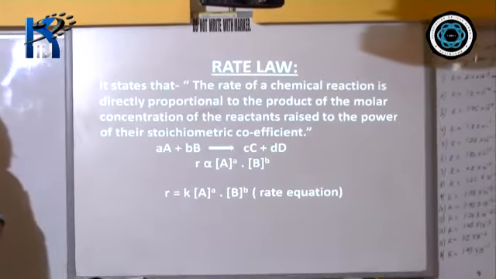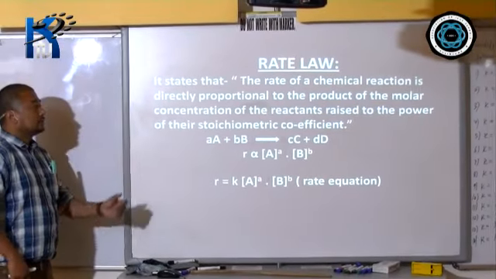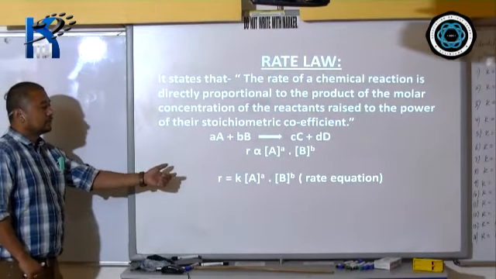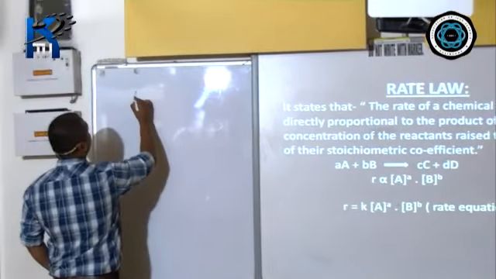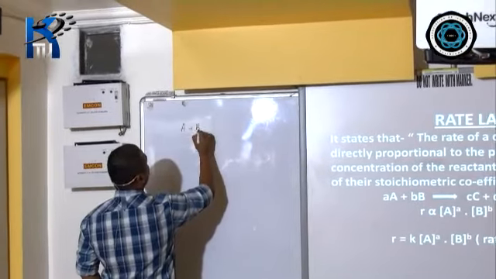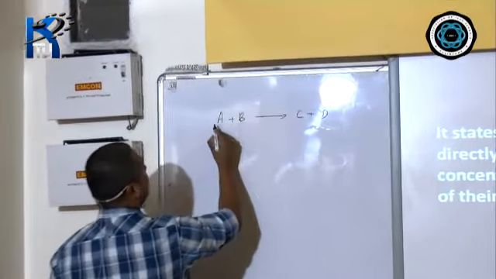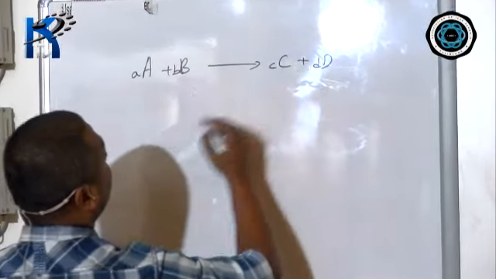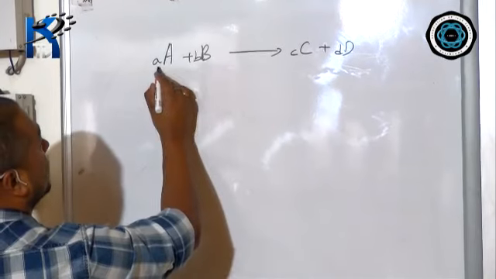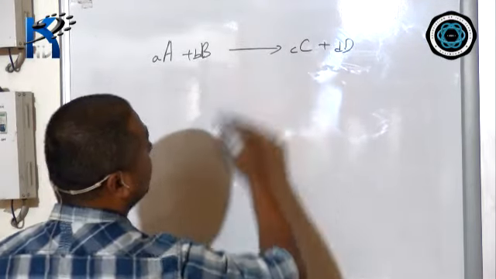So now what I'm about to explain is rate law. I'll show you this statement afterwards. First, you can see out here. Let us consider a reaction where A and B give product, suppose C and D. These coefficients are known as stoichiometric coefficients: the stoichiometric coefficients of the reactants are small a and b, and of the products are c and d.